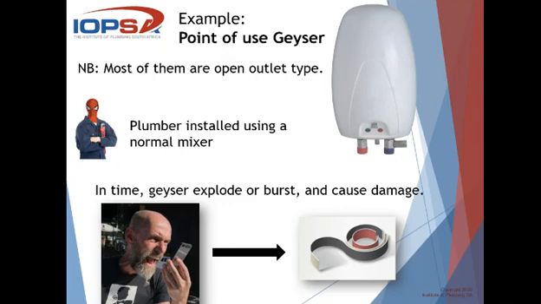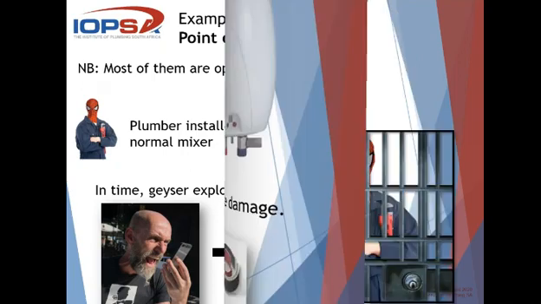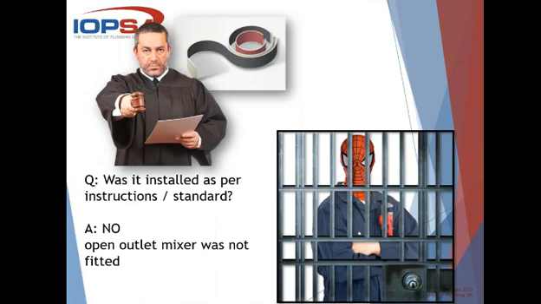So the plumber does an installation like that and installs it with a normal tap. What happens? Some time later, this thing explodes and causes damage. What does the consumer do? All the consumer needs to do is go directly to the Consumer Commission. At the Consumer Commission, they have the power to judge the situation.